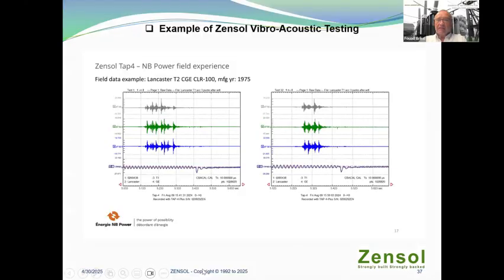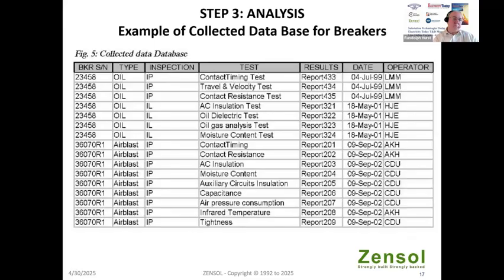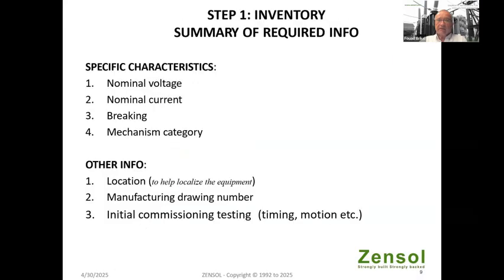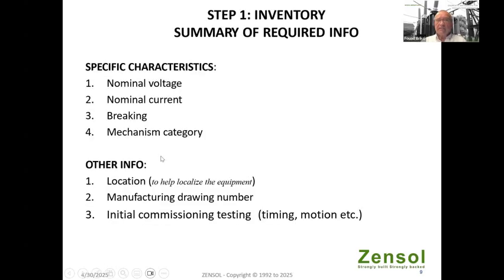Well, I think I have given that in step one. Here you see some fields that you can record, like the manufacturing date, first use date, warranty, and then next nominal voltage. So all this information is recorded in a database, and then after, if you want the location or the serial number, you have it immediately.